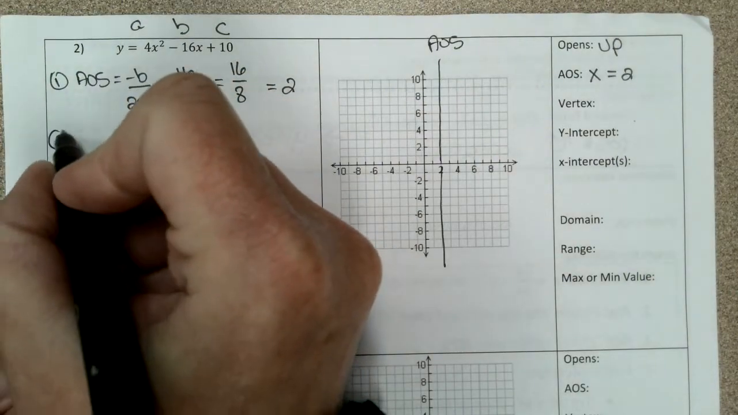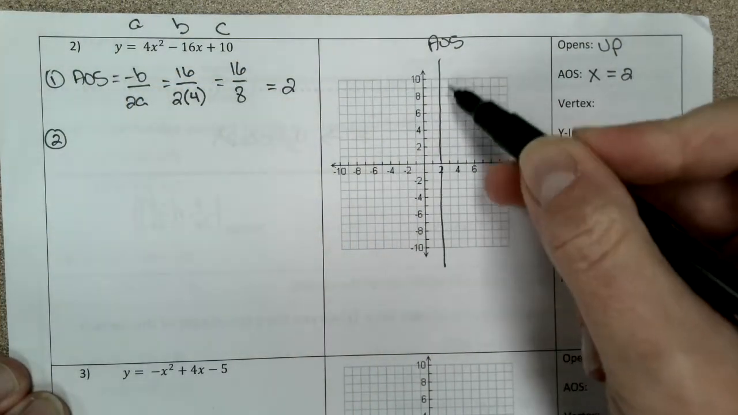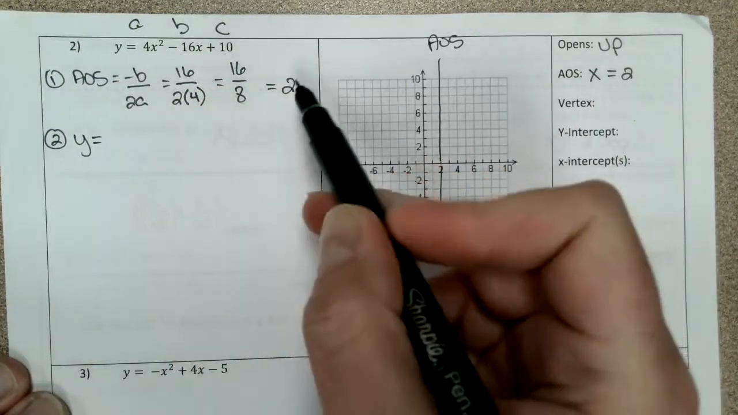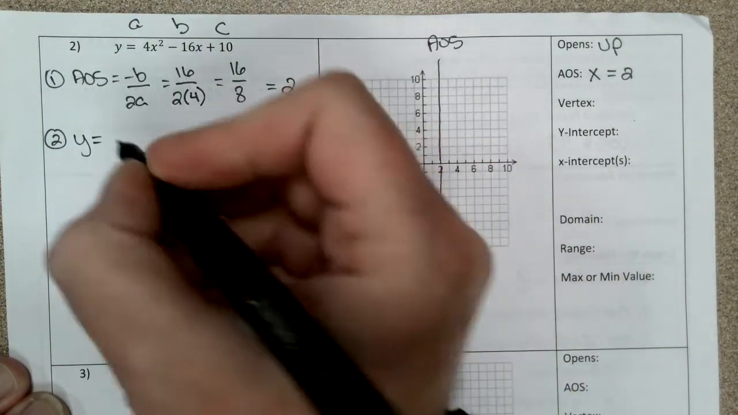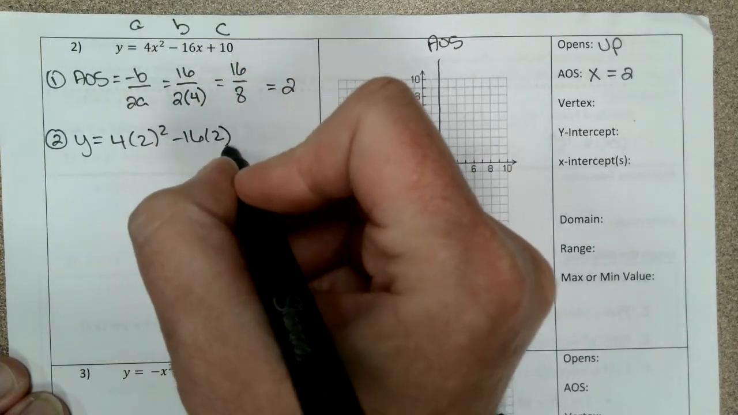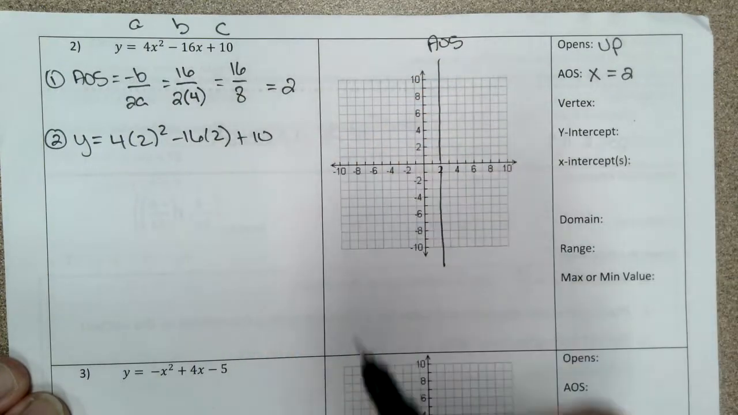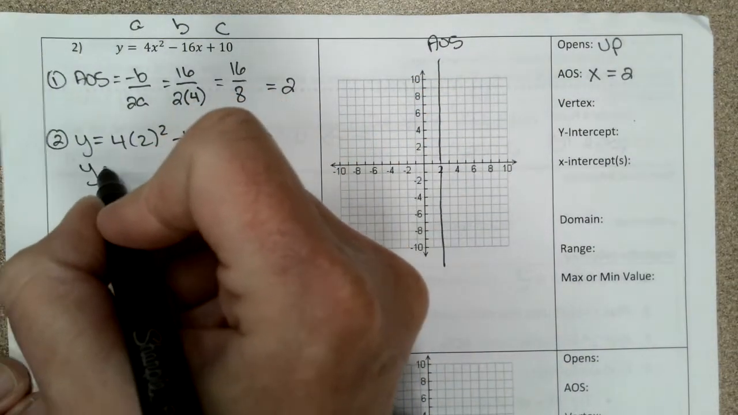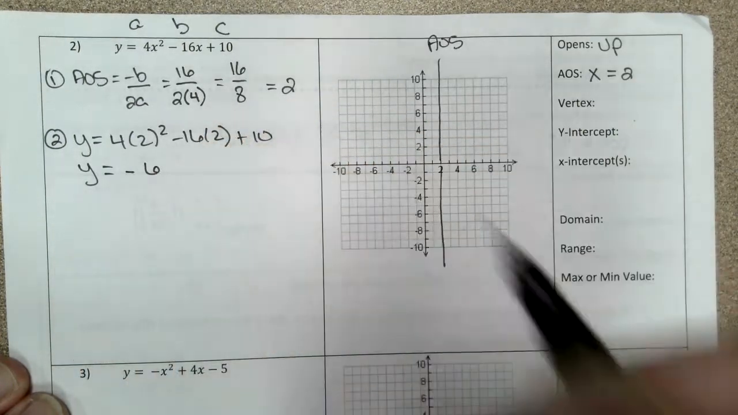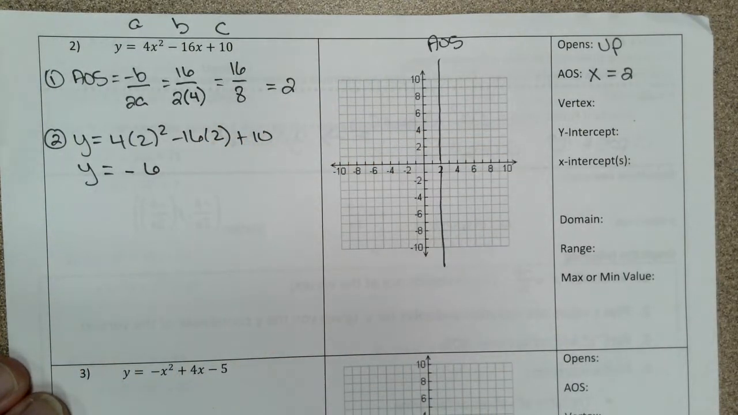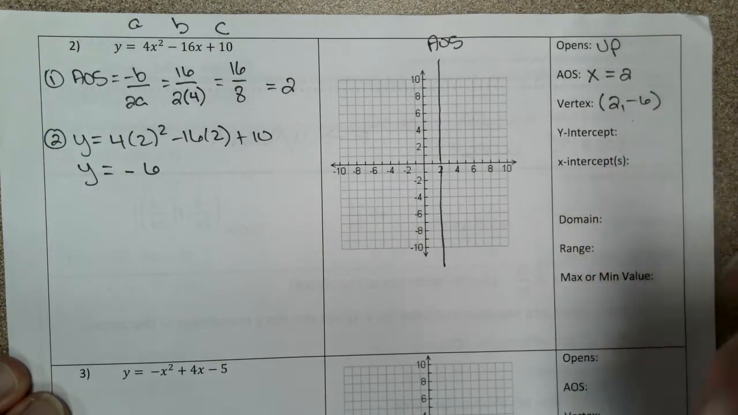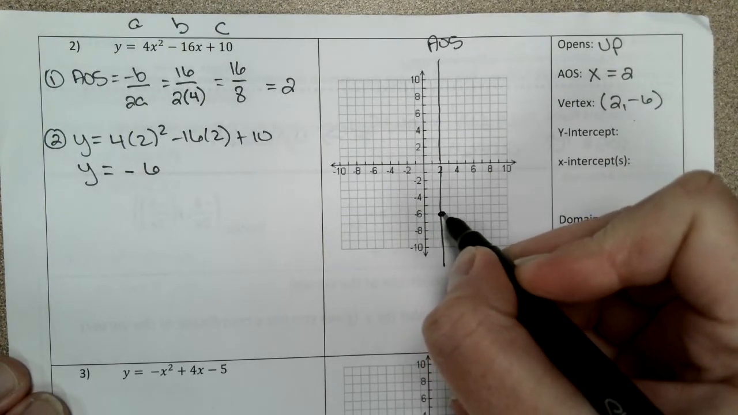Step number 2, your vertex always shows up somewhere on this axis of symmetry. I'm plugging 2 in for x. 4 times 2 squared minus 16 times 2 plus 10. I plugged it in my calculator and I got -6. Your vertex is located at 2, -6.